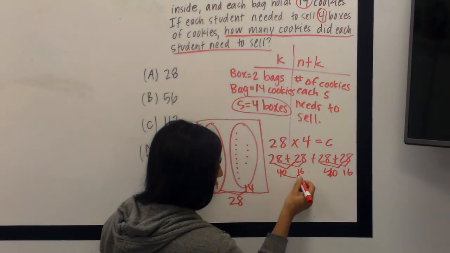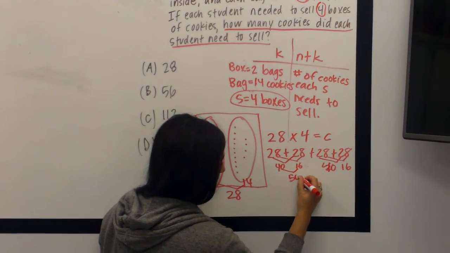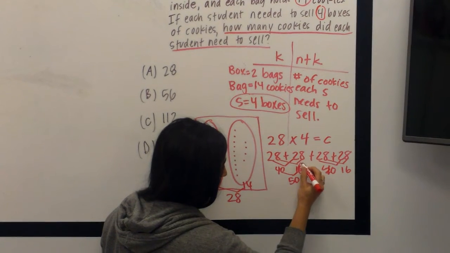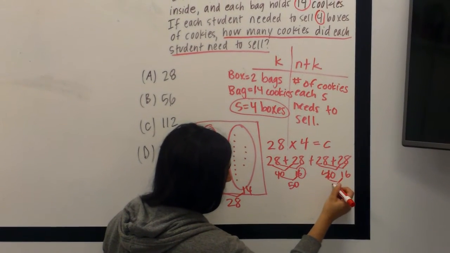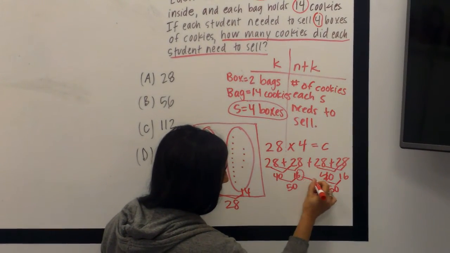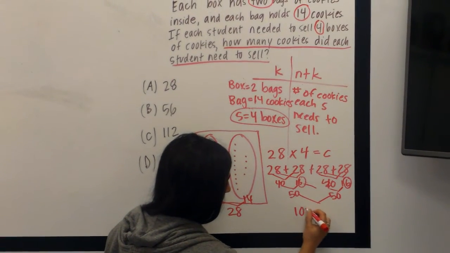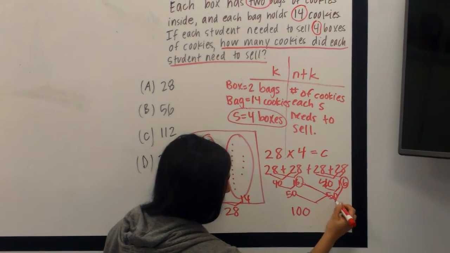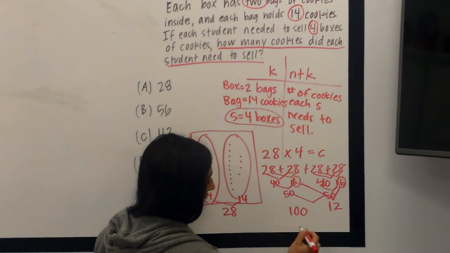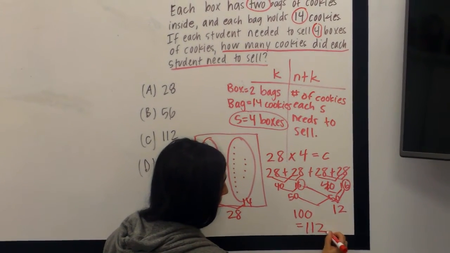I have 20, 50. Don't want to forget about that 6. I have 50 here. Don't want to forget about that 6. 50 and 50 is 100. 6 and 6 is 12. My final answer would be 112.